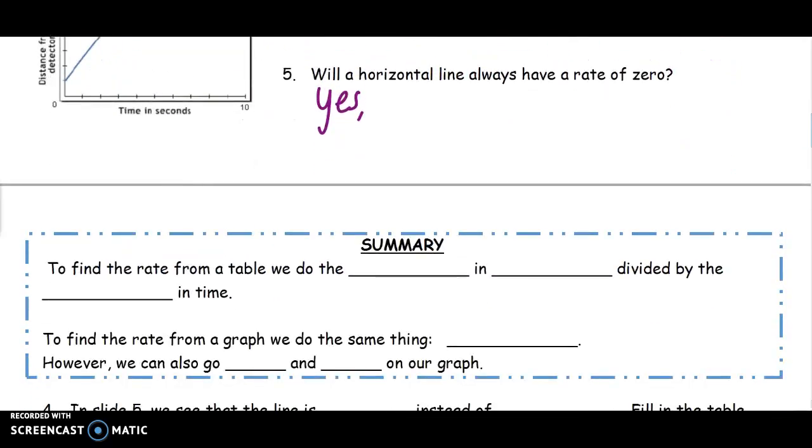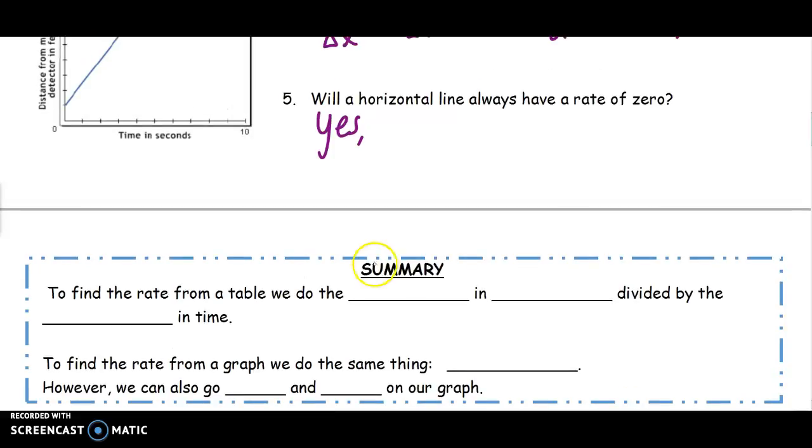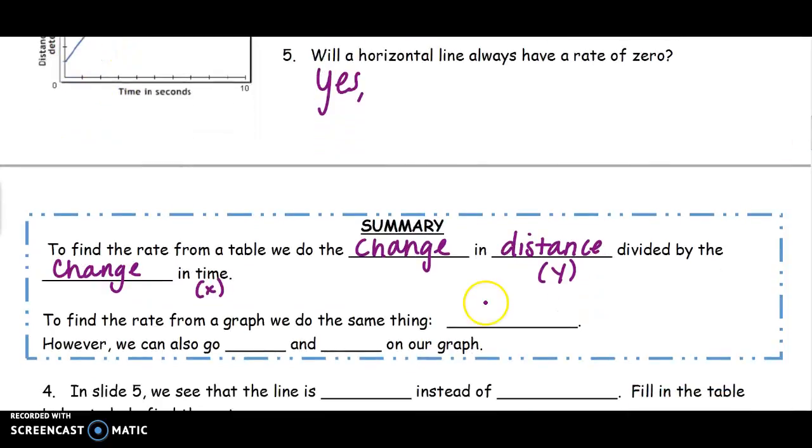In summary, to find the rate from a table, we do the change in distance, which was our y value, divided by the change in time, which is your x value. To find the rate from a graph, we would do the same thing. Many of you have heard of rise over run. However, we can just go up and over. Rise over run, up and over.